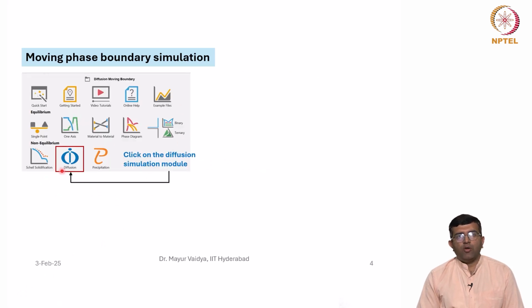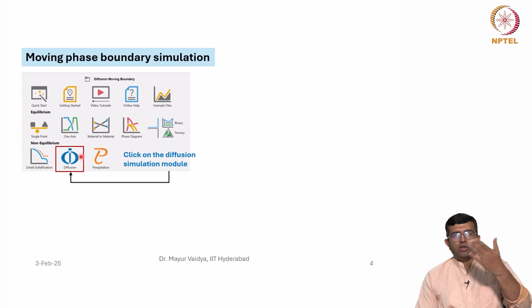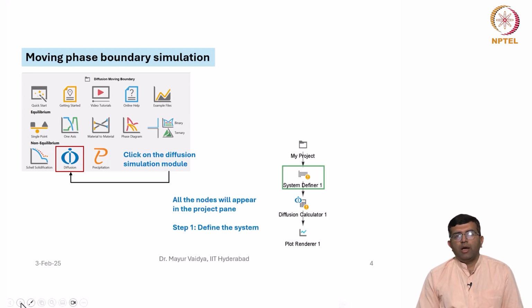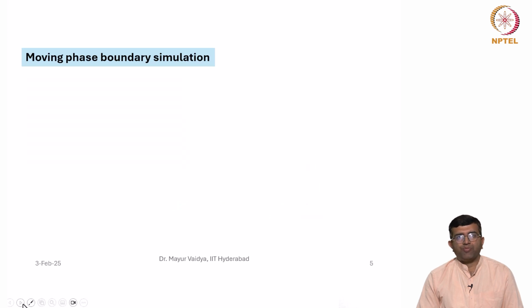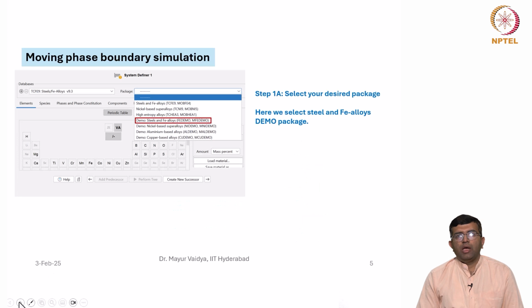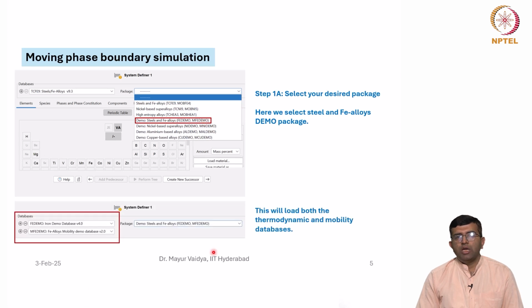As we already showed in the previous video, this is the diffusion module that you should select once you open the Thermo-Calc software. Here all the nodes will appear in the project pane. You can first define the system, so you can see here the system definer. Here you can select your desired package. Since we are talking about iron, carbon and steel, we click the demo steels and iron alloys, FE-DEMO, MFE-DEMO, both of which are included, so that it will load both the thermodynamic as well as the mobility databases. You can see here these are the two databases which are selected.